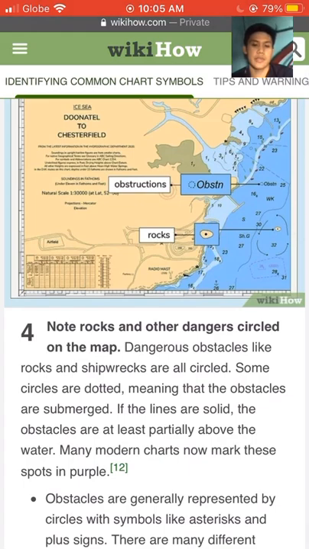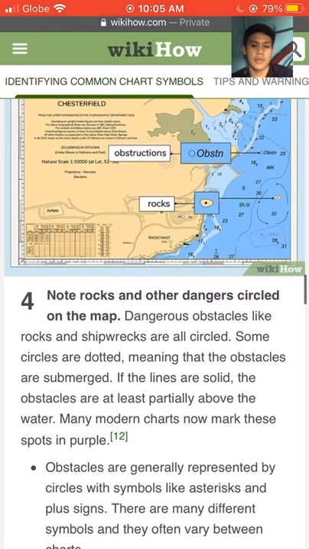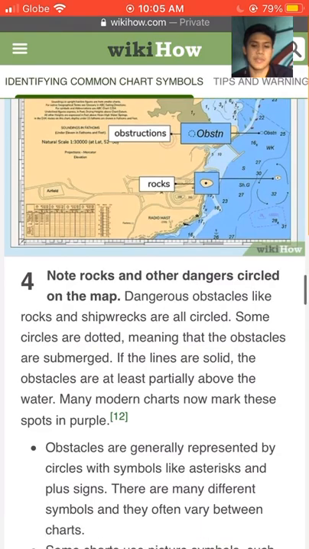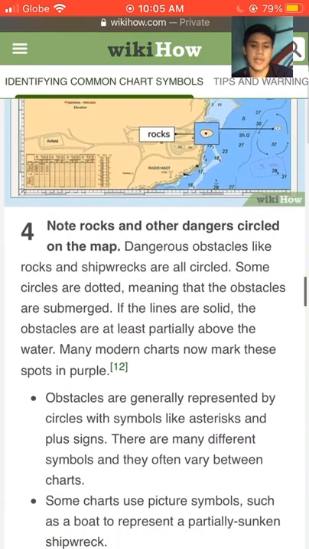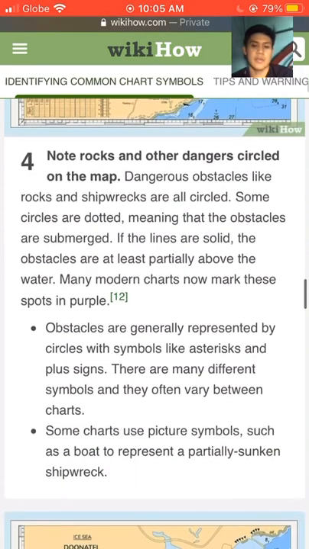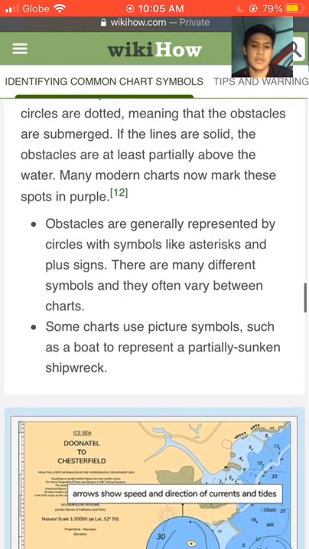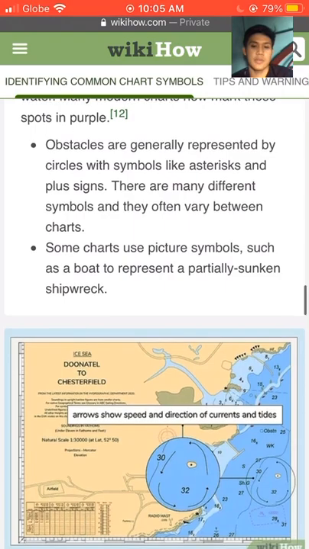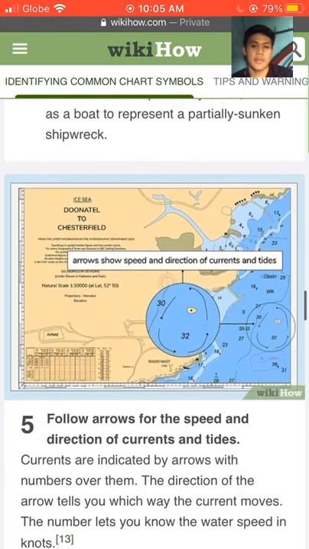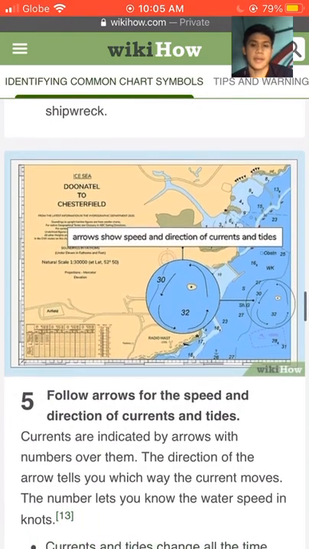Many modern charts now mark these spots in purple. Obstacles are generally represented by circles with symbols like asterisks and plus signs. There are many different symbols and they often vary between charts. Some charts use picture symbols such as a boat to represent a partially sunken shipwreck.